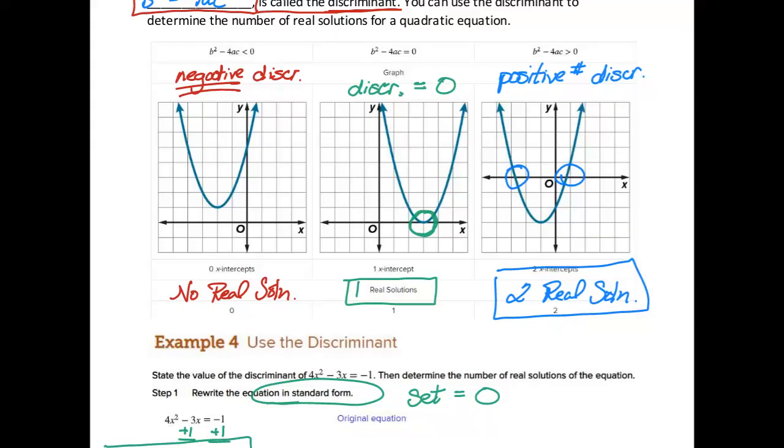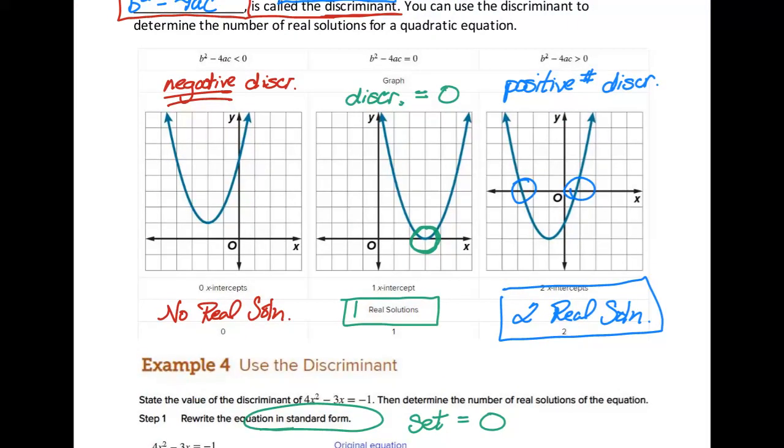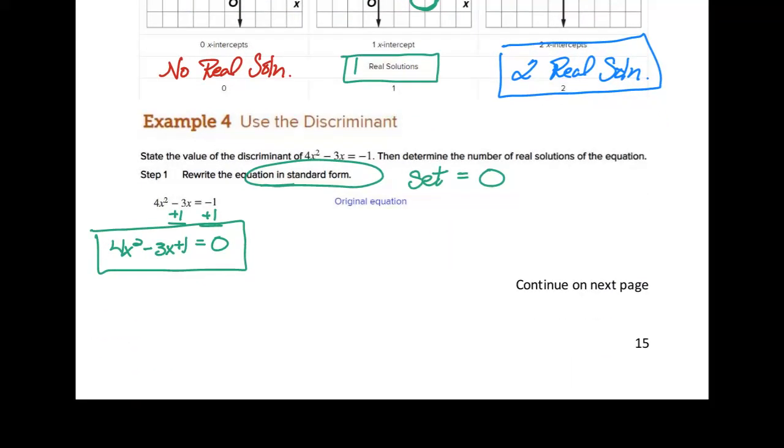If my answer for the discriminant is 0, then that is one real solution. And if my answer was a positive number, going back to here, 2 real solutions.